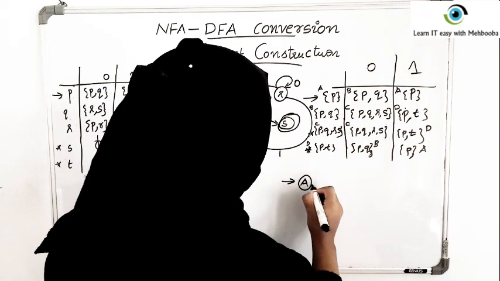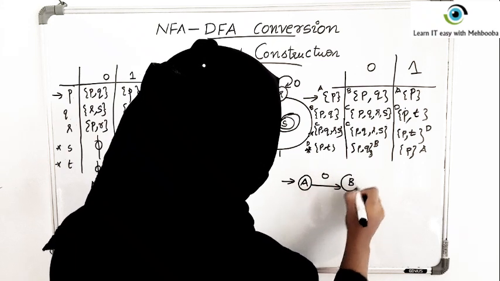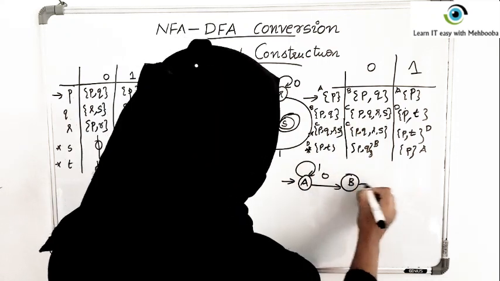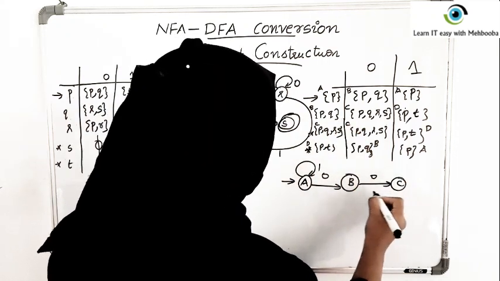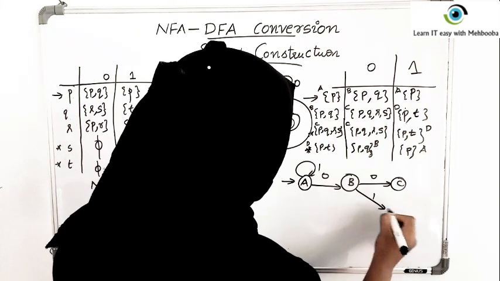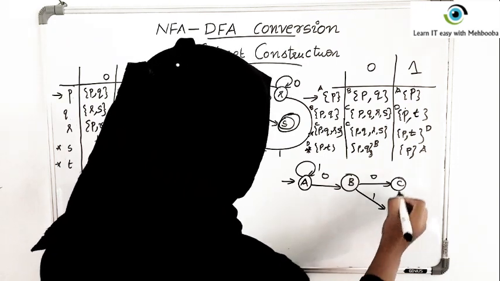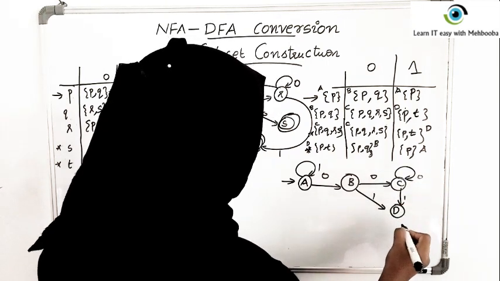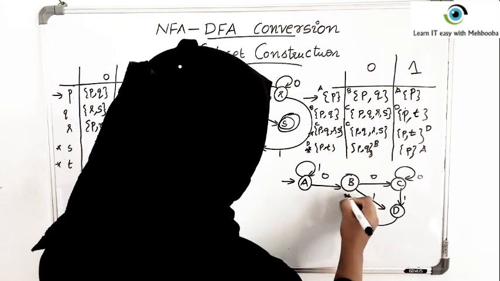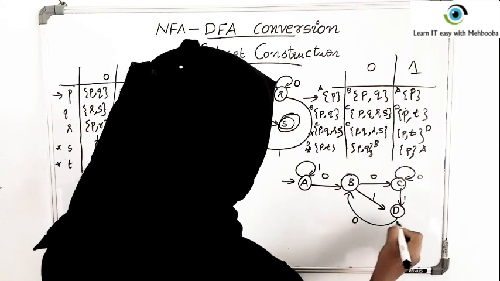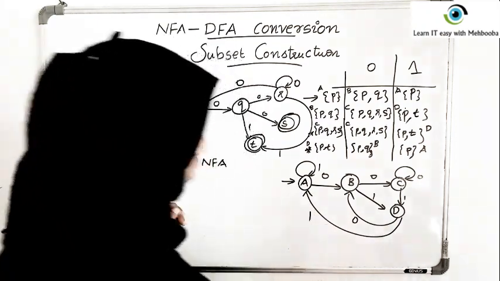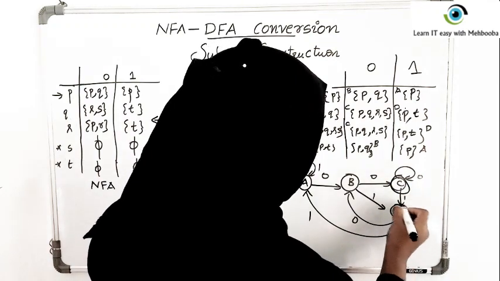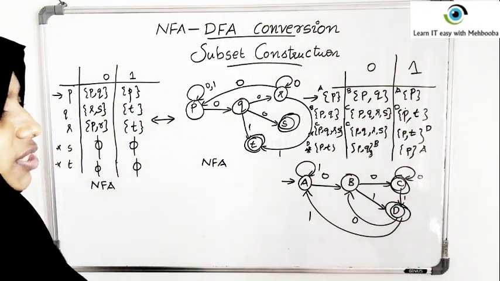So A. Now A on 0 gives you B. A on 1 gives you A itself. Now B on 0 gives you C. Now B on 1 gives you D. Now C on 0 gives you C itself. C on 1 gives you D. D on 0 gives you B. D on 1 gives you A. Okay. So this is the resultant transition diagram. C and D being the final states, we will mark them by double circles. Now this is the transition diagram.